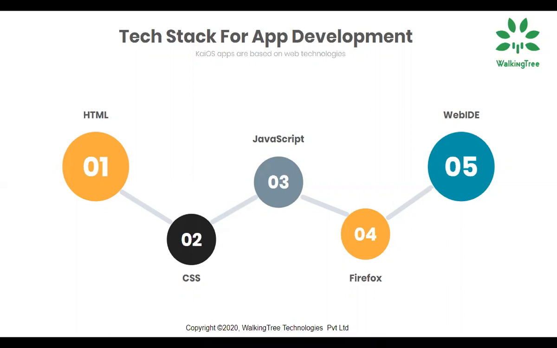Then coming to Firefox, what is the need for Firefox? As we have already seen in the architectural diagram, KaiOS devices run on the Gecko runtime environment. This Gecko runtime environment is associated with the SpiderMonkey JavaScript engine, and those are associated with Firefox. Then what is the need for the Web IDE? Web IDE plays a major role in the overall KaiOS development process, helping you do the required testing and ensure the overall functionality of the KaiOS app.